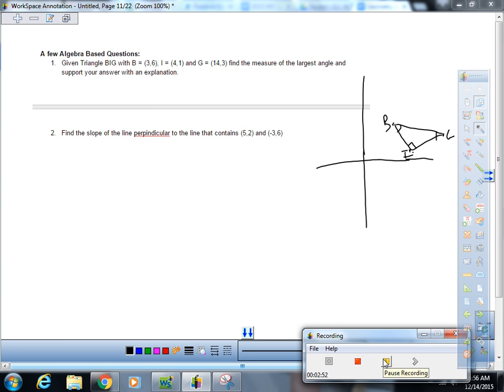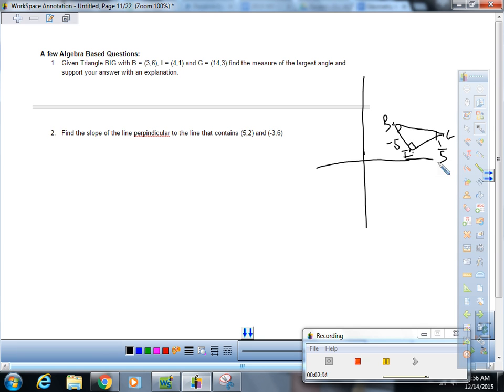Just to confirm this, we know that the slope of BI is -5, and the slope of IG will be positive 1/5, and these form a perpendicular angle because -5 is the opposite reciprocal of 1/5.